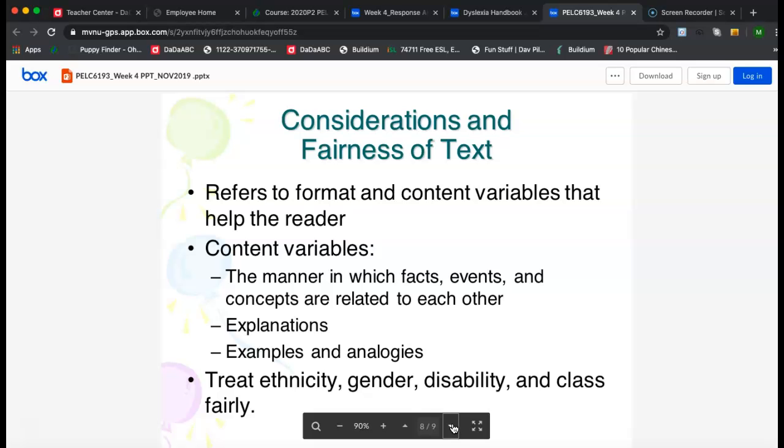When you're selecting a text, think about the format and the content variables that are going to help the reader. Content variables are the manner in which the facts, the events, and the concepts are related to each other. Do they make a connection for the students? Are there explanations? Do they give examples and analogies to help students understand it better? Treat ethnicity, gender, disability, and class fairly.